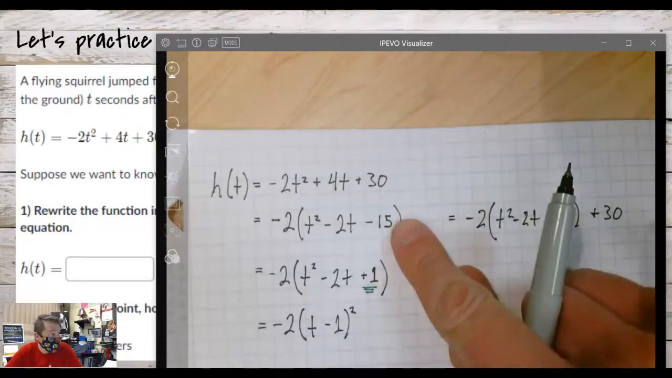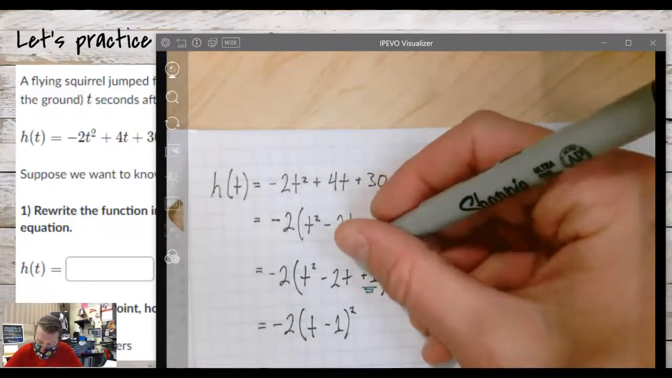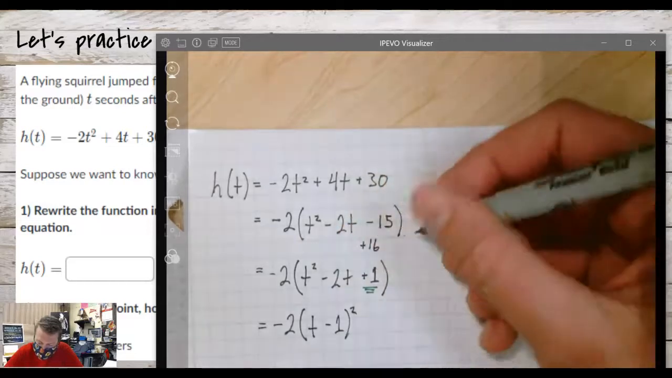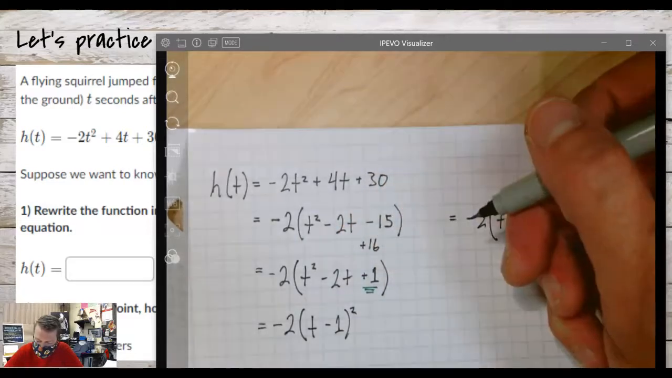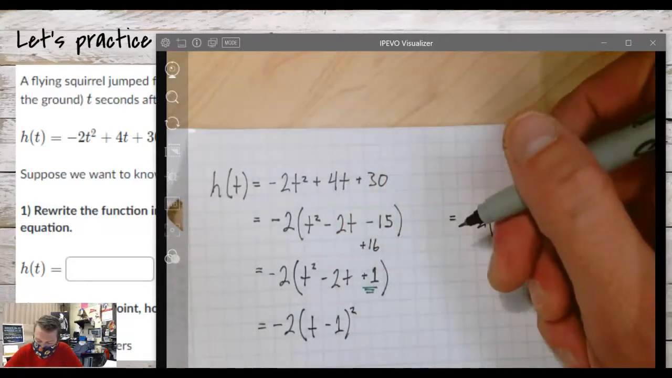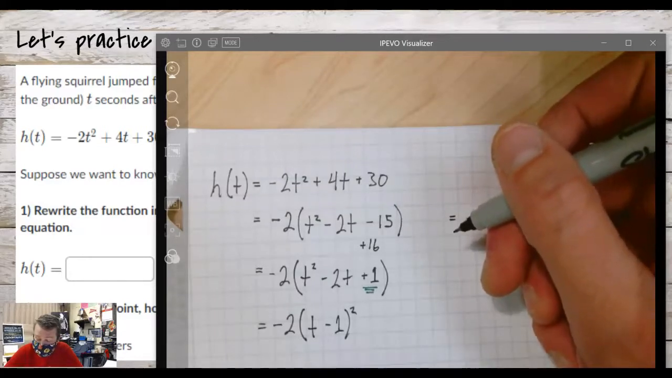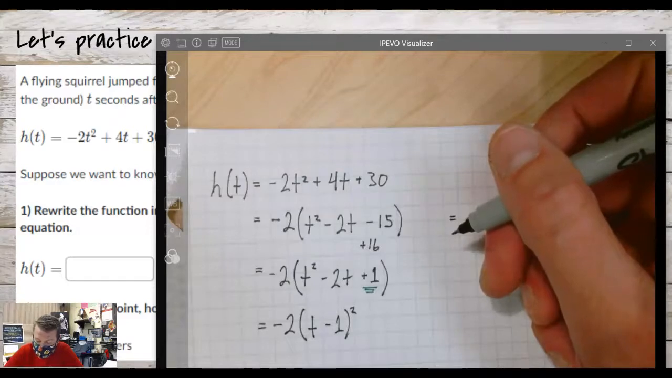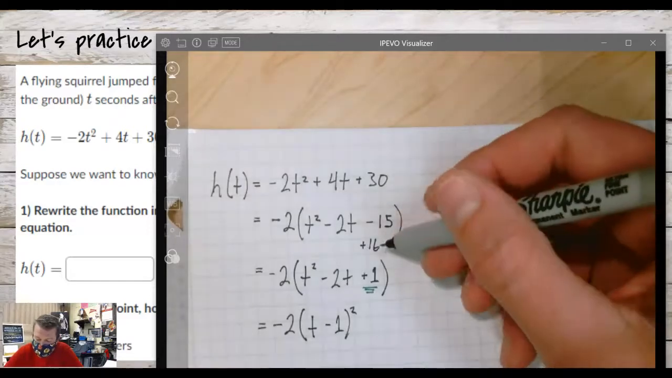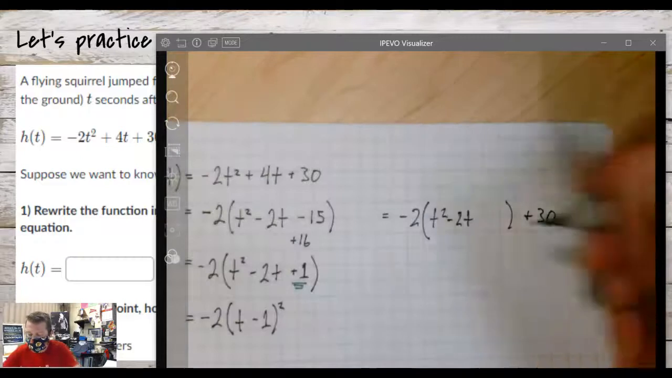So we add 16. But is that adding 16 or is it adding 32? Is it adding 32 or adding -32? Oh, man. What? Guys, I'm going over here.